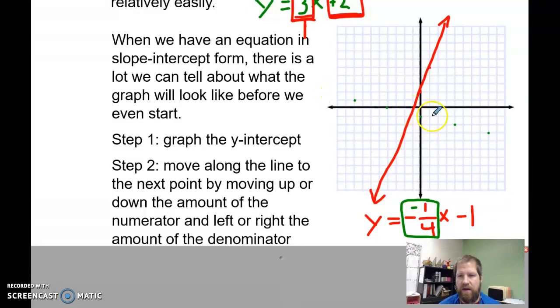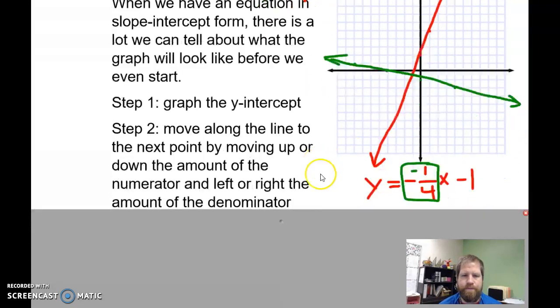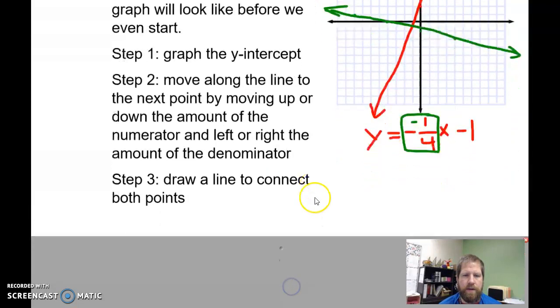All right, and I've got enough points now that you can really see where my line is going to be going. But really I just need 2. Once I have 2, I can make a straight line that is going to be my linear equation. Okay. All right, and then I'm going to draw my line to connect my points.